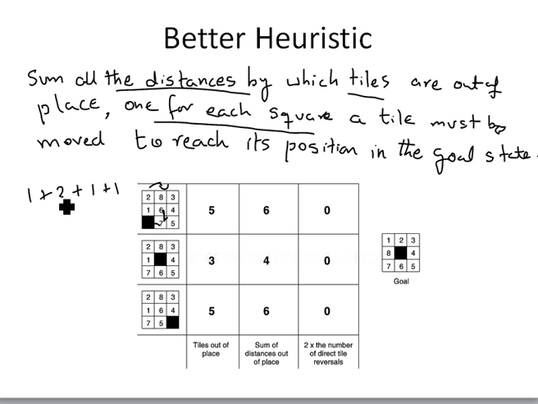So the sum of all the distances by which tiles are out of place, or need to move, is 5 in this case. Oh, I beg your pardon, we didn't take into account the movement of 1, so that is going to be another 1, so it's 6. Okay, I think that's correct. So the sum of distances out of place for this heuristic is 6 in this case. Okay, and you could compare that with tiles out of place, and it's giving you a better fit.